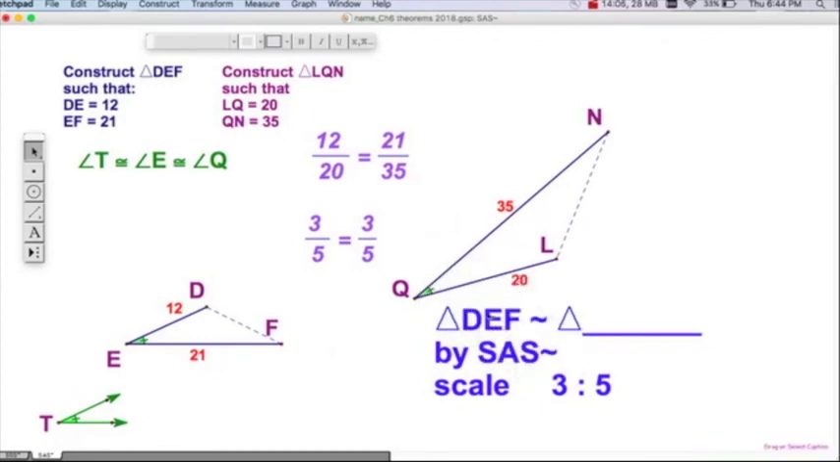Okay, D, E, F. Where's the D? The D starts on the short side, so that looks like it's the L. E is this given angle. Well, that's the green angle here, so it looks like LQN. Make sure you get it the right way. LQN.